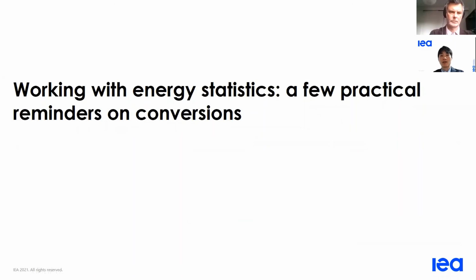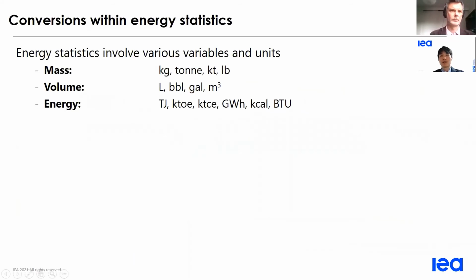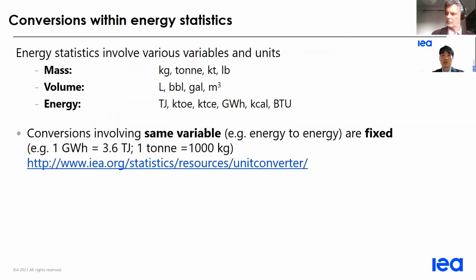Okay. So now it's time to learn a little bit more practical information. When we try to report data in the energy statistics table, sometimes we need a conversion. We need to convert from mass unit to volume or volume to energy, et cetera. There are a lot of preferred variables and units depending on the countries. So we need to keep in mind that the units are comparable, especially when you try to calculate or convert to other data. Conversion involving the same variables, for example, energy to energy, is fixed. It's always a constant value. One example is that 1 GWh is always equal to 3.6 terajoules. And the IEA website provides you with a unit converter. The link is provided here so that you can use it for your work.